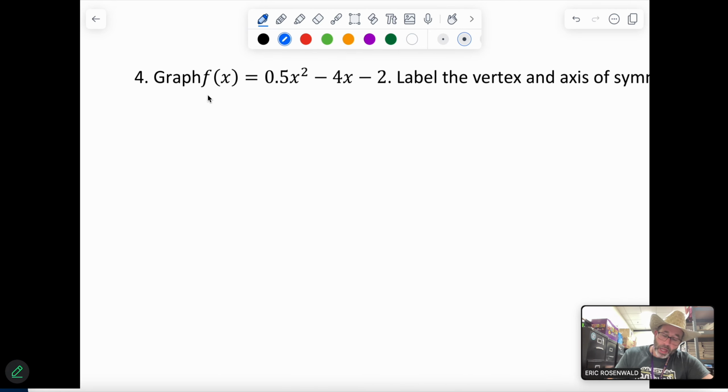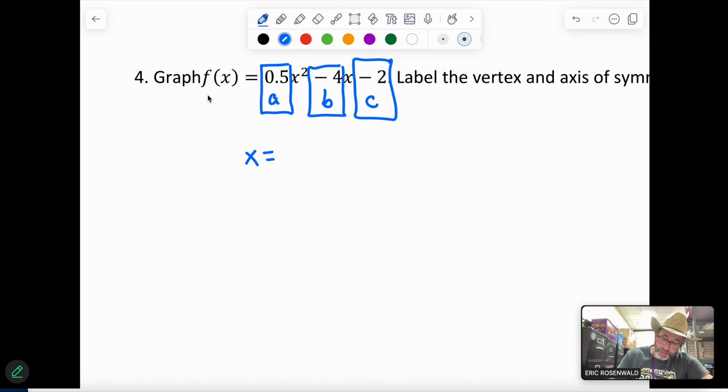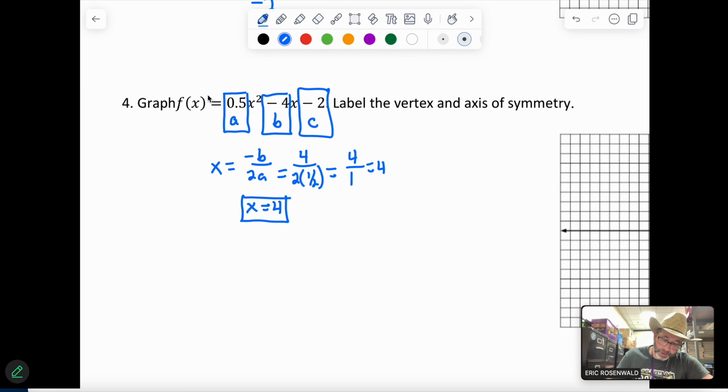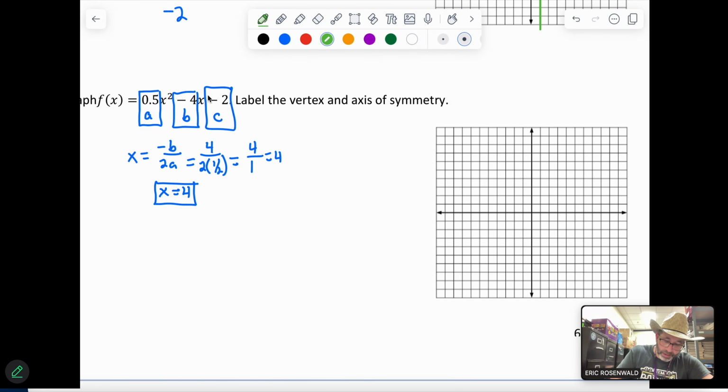All right. My a value, my b value, my c value. Okay, so we have x equals negative b divided by 2a. So the opposite of that b value, which is a negative 4, is a positive 4. My a value is equal to 1/2. That's 0.5. So we have 4 divided by half of 2, which is 1, which means we have 4. So x equals 4 is my axis of symmetry. So we'll go ahead and put that in there. There's my axis of symmetry.